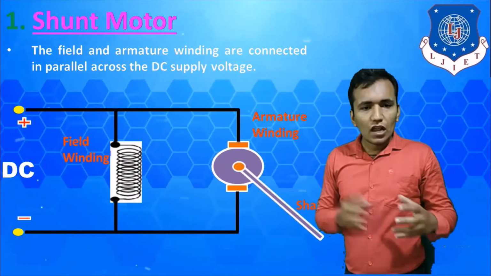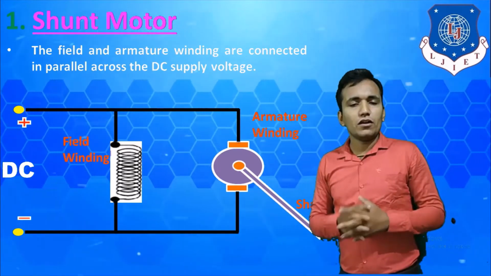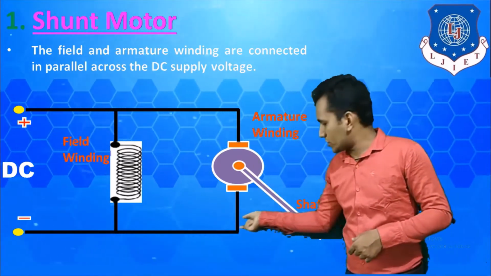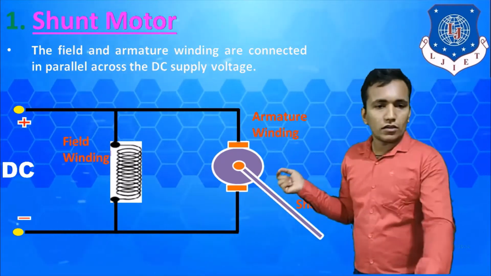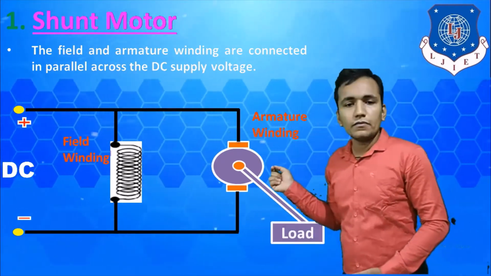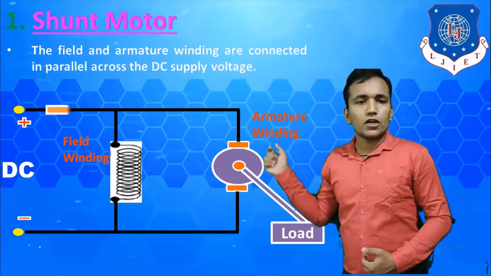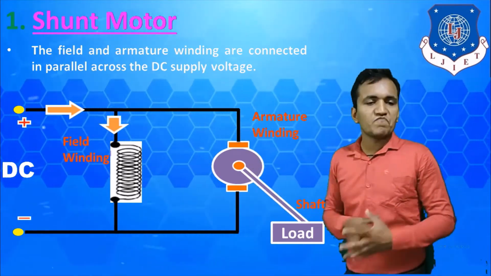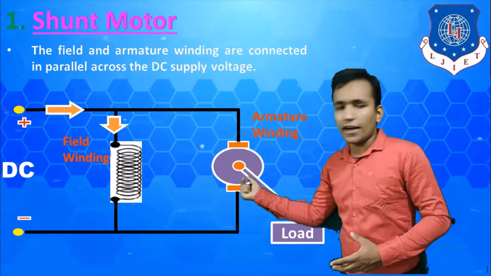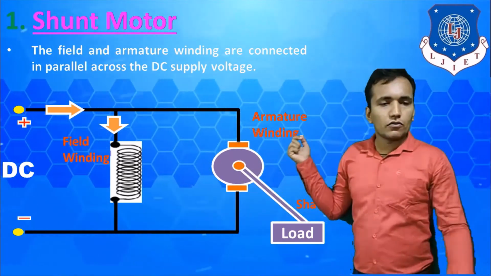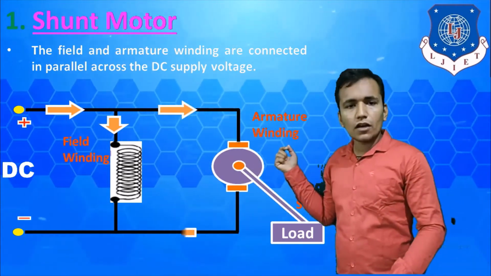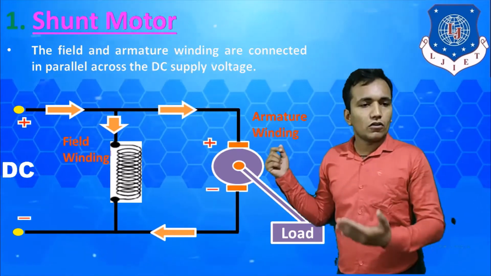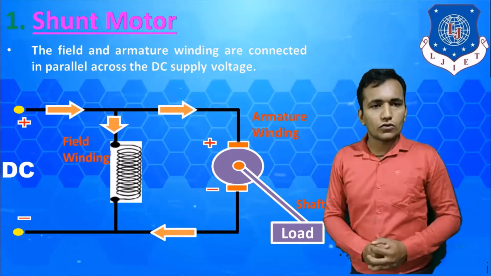At the center of the armature there is a shaft connected, and a load is connected across the shaft. In this figure you can see that current also flows in this circuit. Current first flows in the field winding, then in the armature winding, and the circuit is closed.